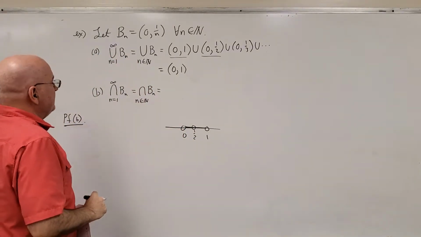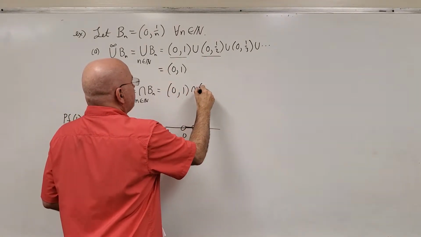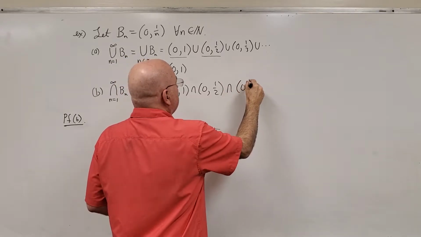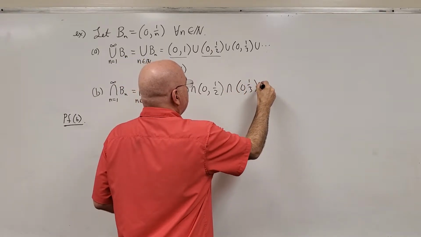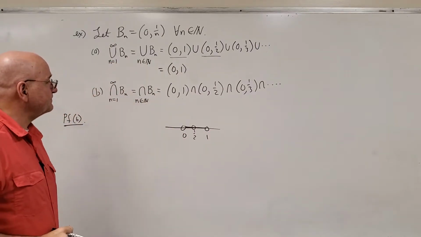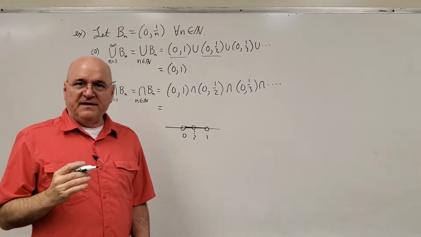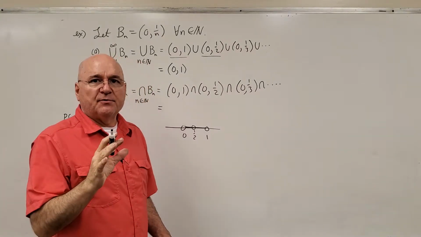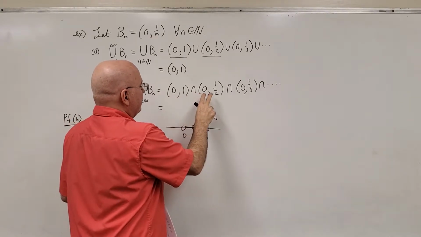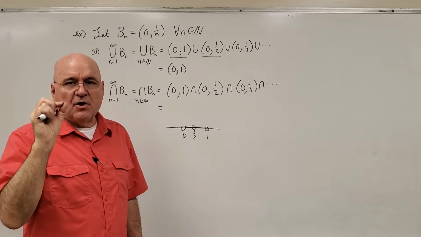All right, now let's look at the intersections. So we've got (0, 1) intersected with (0, 1/2), intersected with (0, 1/3), intersected, and so on, forever. We're looking for the intersection. We're looking for the number or numbers that are in this set, and this set, and this set. So pick a number that's in all of them.